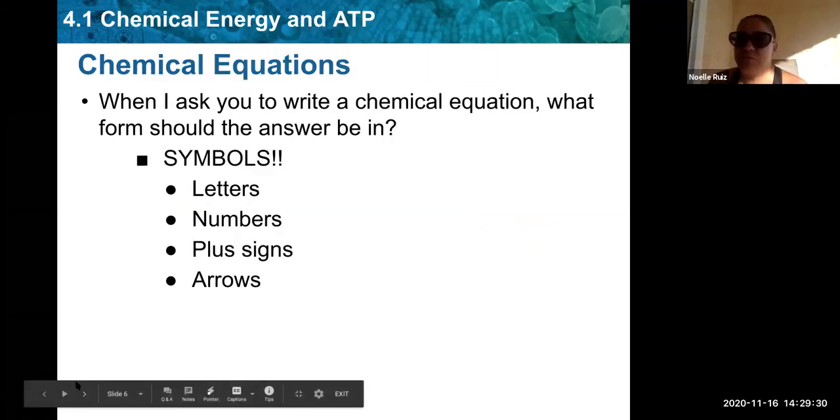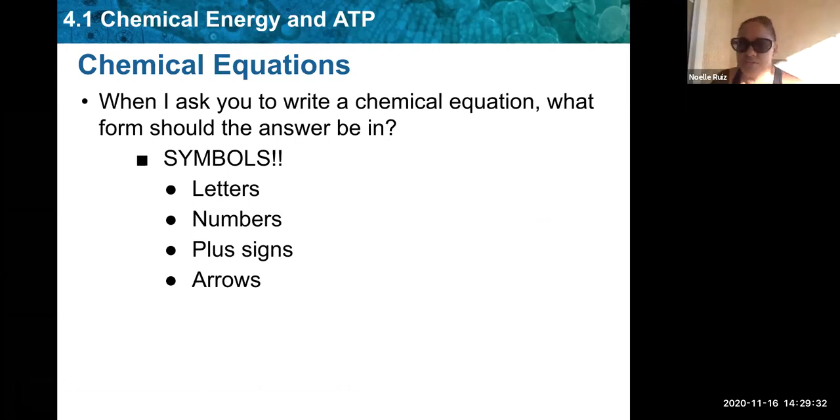Chemical equations, you will be asked to write down chemical equations. And when you do, make sure the form is always symbols, letters, numbers, plus signs, arrows. When I ask you to write a chemical equation, the answer should never be in actual words. They will always be in symbols.